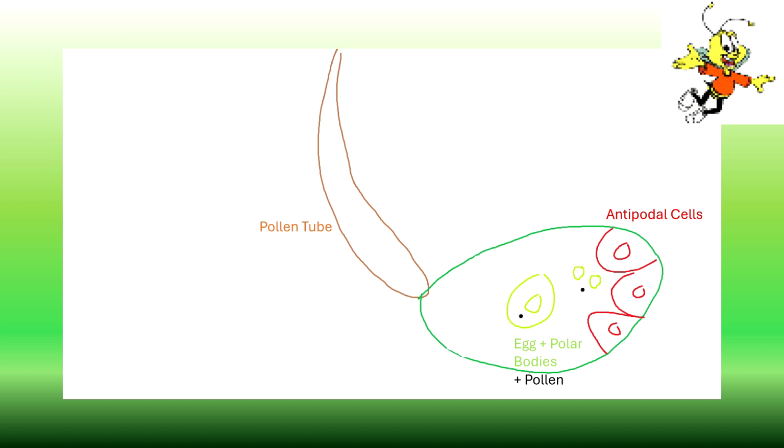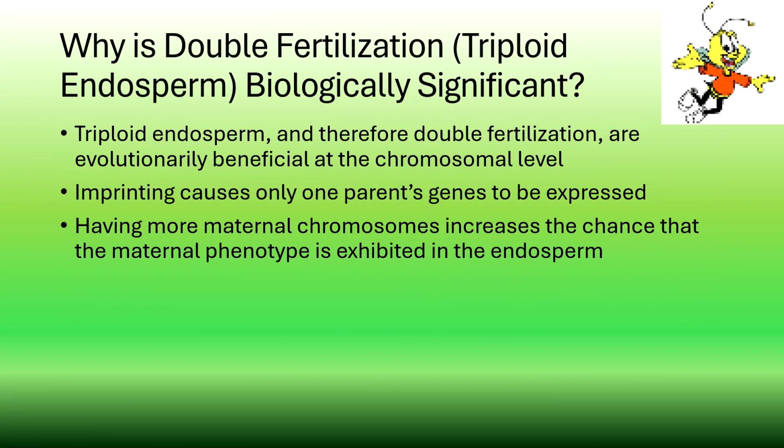Oh, Buzz, another question. Yeah. Why is it that the endosperm is triploid? I mean, gymnosperms seem to do just fine with haploid endosperm. Why would a complicated process like this need to evolve in angiosperms? That's another good question, Buzz.